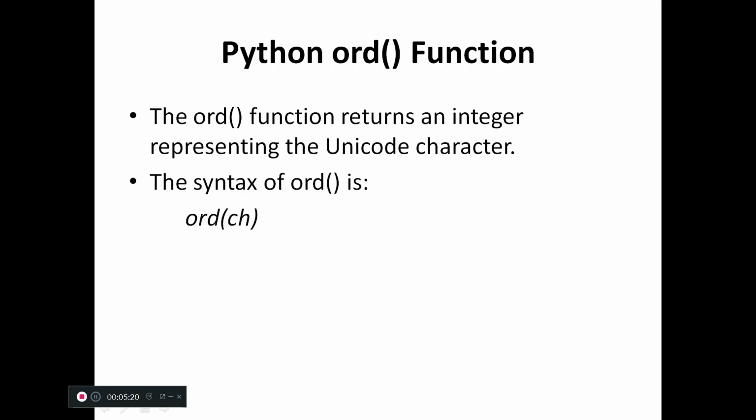We'll move on to the next function, ord. The Python ord function returns an integer representing the Unicode code point for the given Unicode character. The syntax for ord is ord(ch). The ord function takes a single parameter ch, a Unicode character. It returns an integer representing the Unicode character.